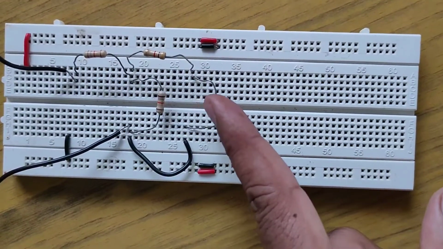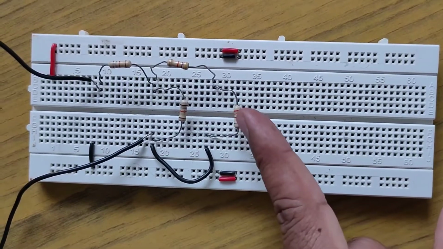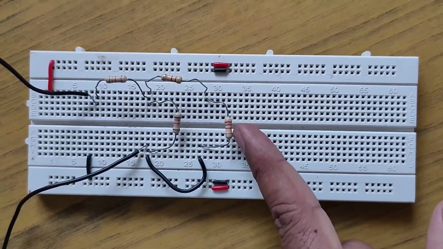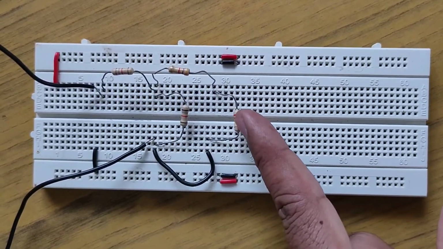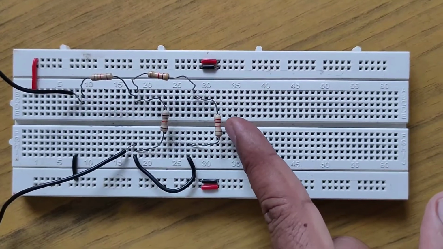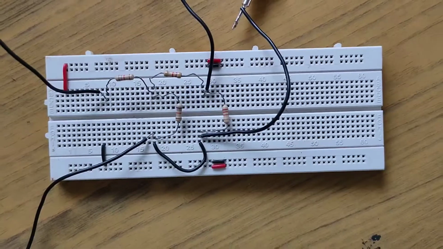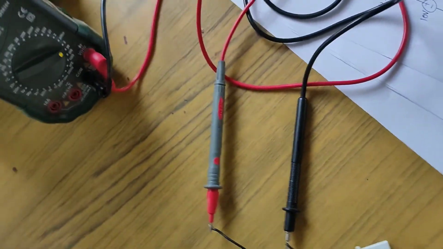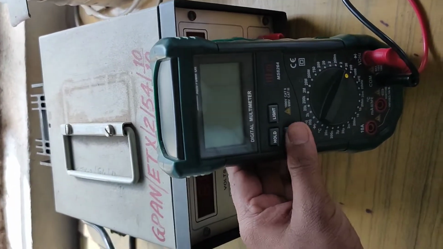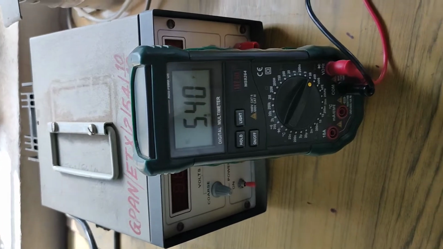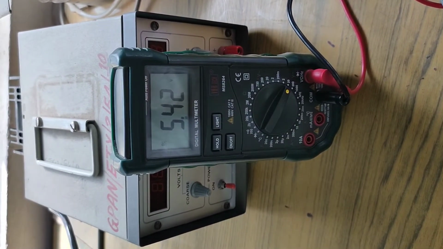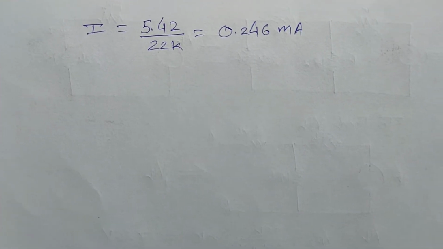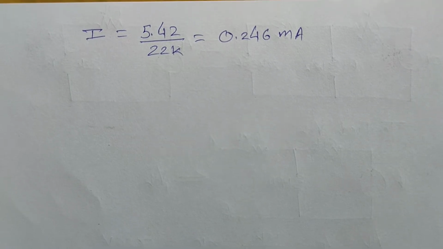After that we will convert this circuit into Thevenin's equivalent and again find out the current through the 22 kilo ohm resistor. So to find out the current through this 22 kilo ohm resistor, we have to find out the voltage across it. If you see the voltage across this 22 kilo ohm resistor, it will be 5.42 volt. So by calculations, if you find out this current, you will get it as 0.246 milliampere.